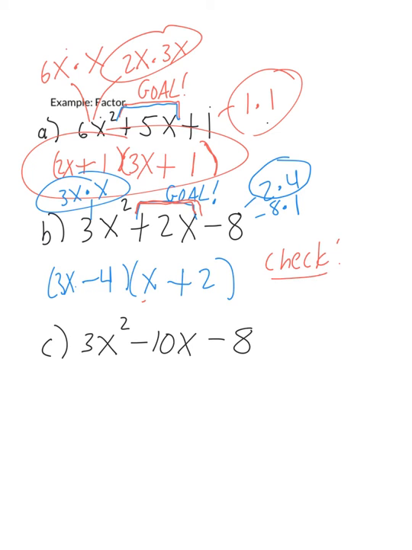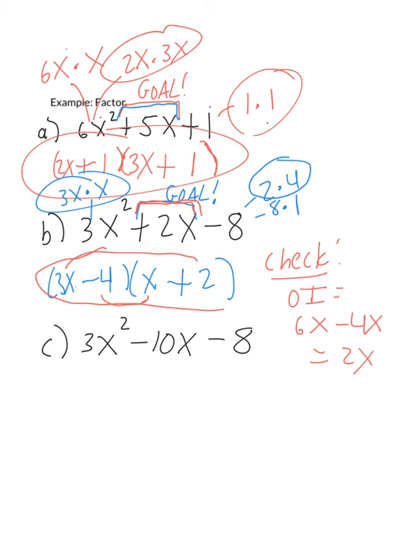So this is check attempt number 2. We're going to OI again. We're looking for that positive 2x as our goal. The outer terms, 3x times positive 2, is a positive 6x. The inner terms, minus 4 times x. I have 6x minus 4x, which is positive 2x. Yay, which is my goal. So that must mean that this is the correct answer. I apologize for my messy handwriting, but you should be getting the quantity 3x minus 4 times the quantity x plus 2.